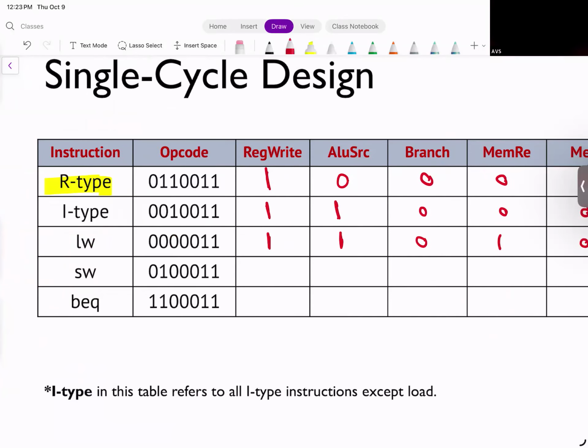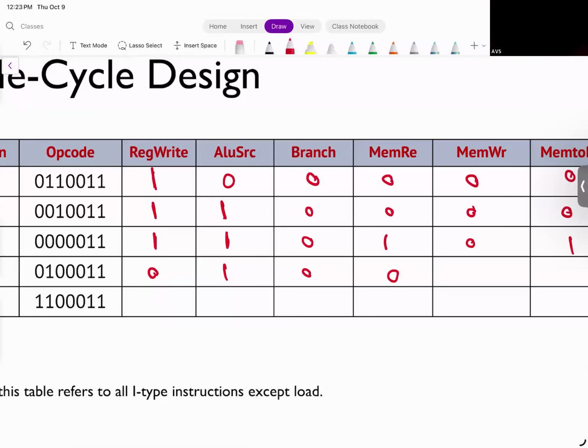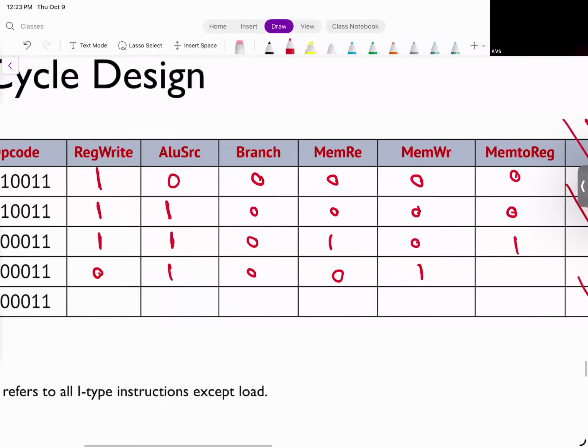1 or 0? 0. You don't want to write it to the register. You want to actually read from register, write it to the memory. So you definitely don't want to store any results. ALU source. 1, same story. Offset plus the register 1 is your address. Branch. 0. Mem read. 0. Mem write. 1. What about mem to reg?